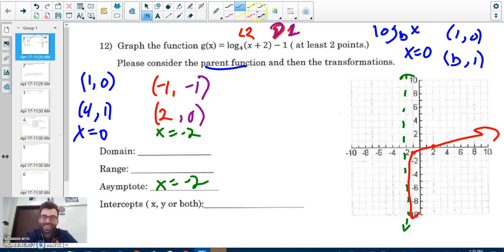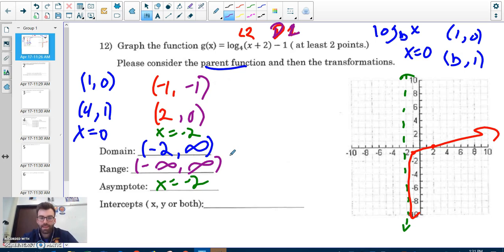So our domain, remember, if we look at this function, my graph is never going to cross a vertical asymptote. So I'm looking at all x values that are greater than negative 2, and since the vertical asymptote is at negative 2, I am not going to include negative 2. So I go from negative 2 to infinity. The range is different. This is going down towards negative infinity, and this is slowly increasing up. So my range is going to be negative infinity to infinity.